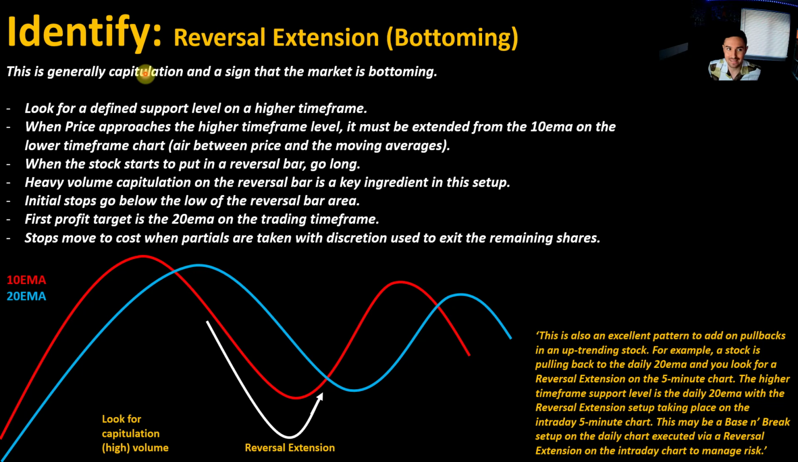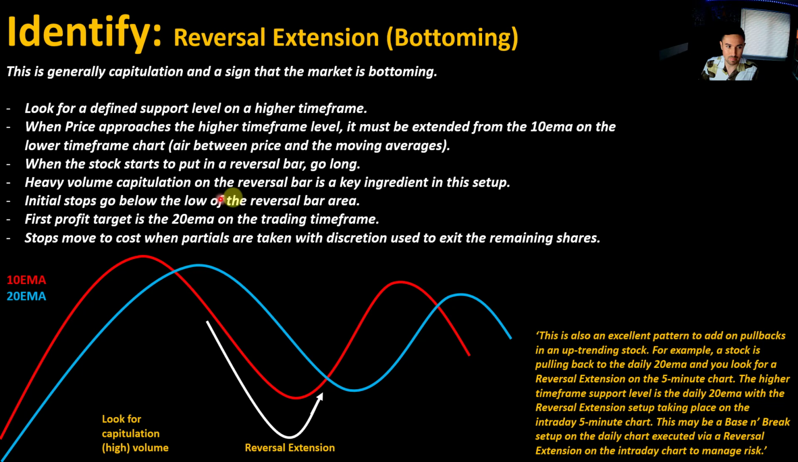So reversal extension, this is the bottoming part of the cycle. Here you can see, imagine that price is doing this, and our price is the white line here. So look for a defined support level on a higher time frame. When price approaches the higher time frame level, it must be extended from the 10 EMA on the lower time frame chart, air between price and the moving averages. When the stock starts to put in a reversal bar, go long.